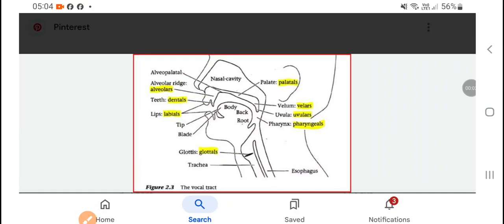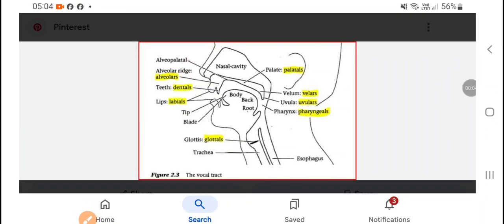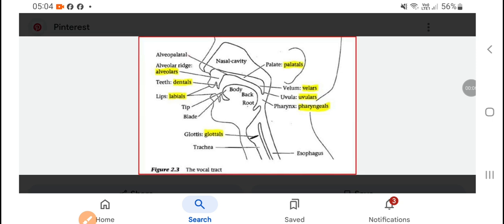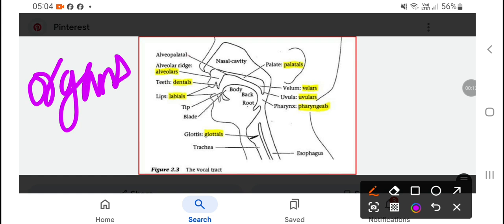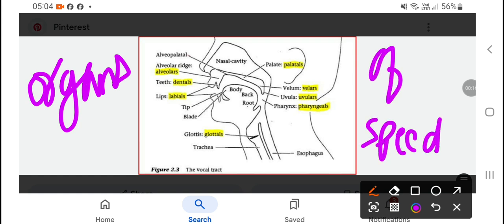Hello students, this is the diagram of organs. What organs? Organs of speech. Of speech. Means when we speak something, what organs participate?